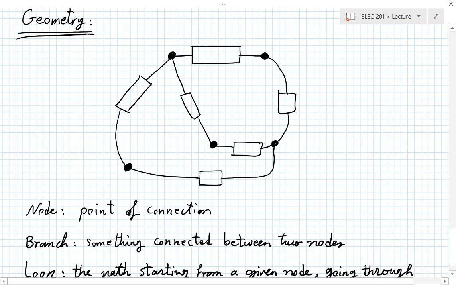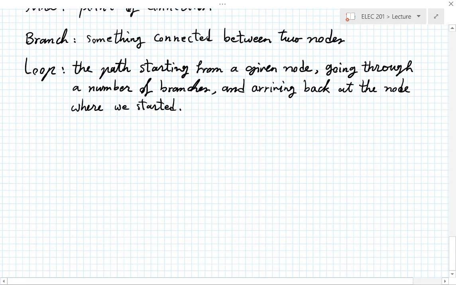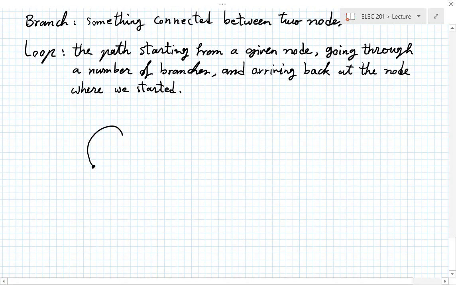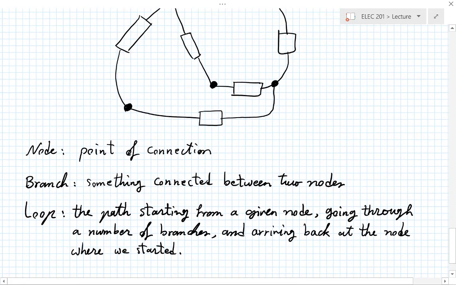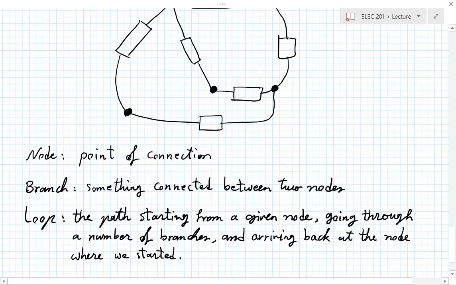Are there a minimum number of branches that need to be in a loop? In other words, can I call this a loop? And the answer is yes. It's not a very useful loop, but yes. So just to follow, if you make a circuit like the one we just drew, you've short-circuited that element, basically.